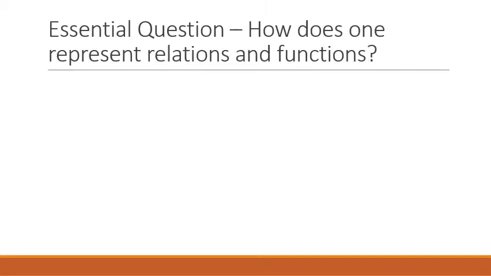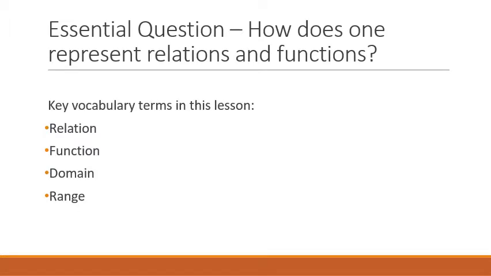Those three learning objectives can be nicely tied together with this essential question: how does one represent relations and functions? And that's what we are ultimately working on. In this lesson, there are four key vocabulary terms you will learn: relation, function, domain, and range.